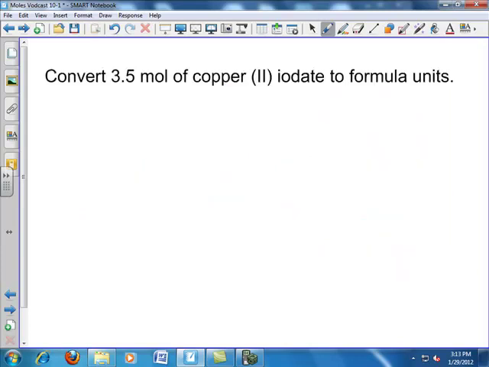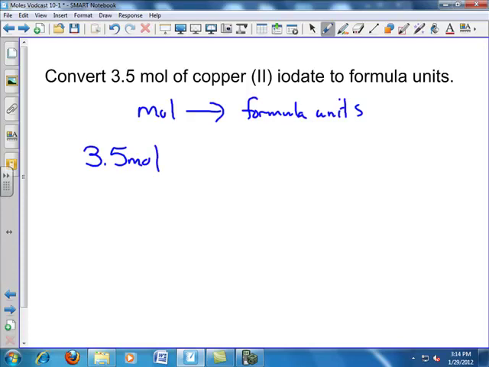Look at this problem. Let's convert 3.5 moles of copper(II) iodate to formula units. So now I'm converting moles to formula units. That's my plan. Okay, how do I get there? Well, I start with my 3.5 moles of copper(II) iodate, and hopefully you know the formula or can write the formula of copper(II) iodate.